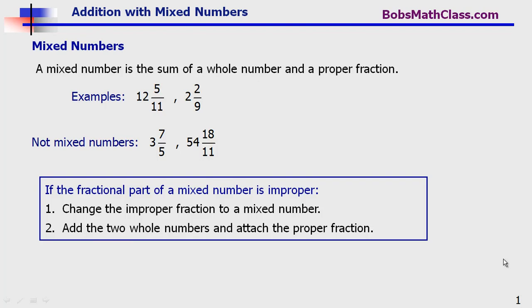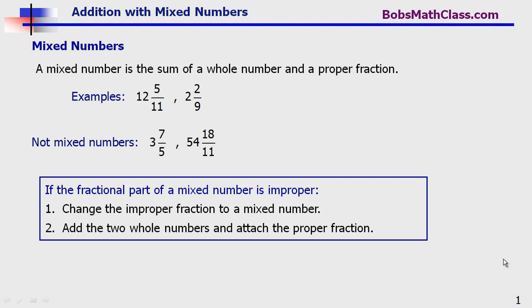Addition with mixed numbers. Mixed numbers. A mixed number is the sum of a whole number and a proper fraction. Remember, a proper fraction is a fraction where the numerator is less than the denominator. So the top number is smaller than the bottom number.